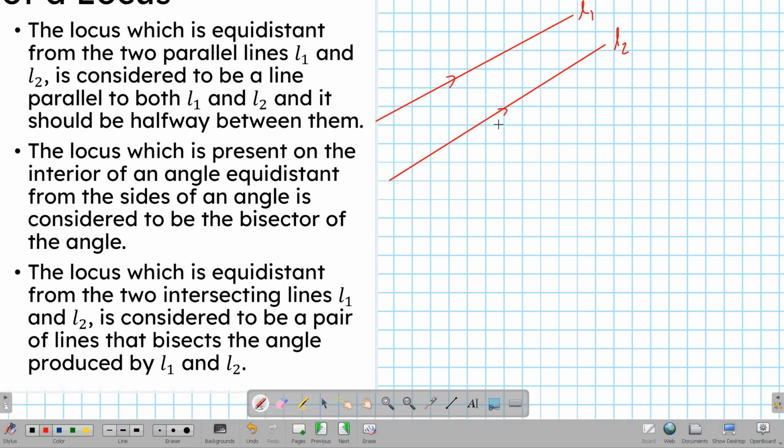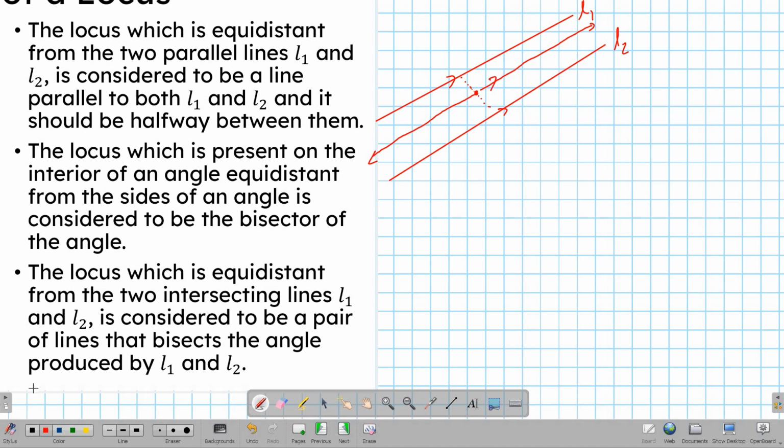Tapos, naghanap ka ng locus of points na equidistant from this. So, maghanap ka muna ng isa. Ito. Ang point ng pinupuntahan lang naman yun ay opposite directions. So, yan yung locus of points mo. Yung location ng point mo in their opposite directions. At dahil equidistant from the two lines, edi nasa gitna. Halfway between them. And it's parallel to the two lines.